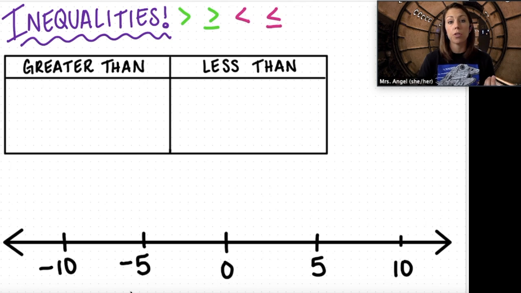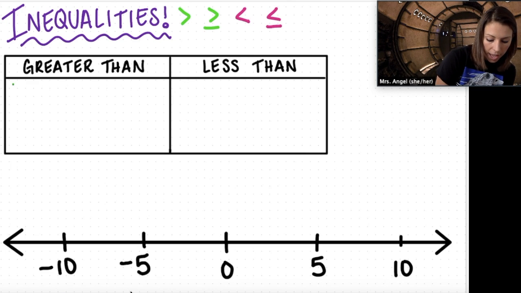So let's start with greater than. Greater than is oftentimes confused with being larger than, but greater has nothing to do with the size of the number. It has to do with its positive value. So greater than means to be more positive.